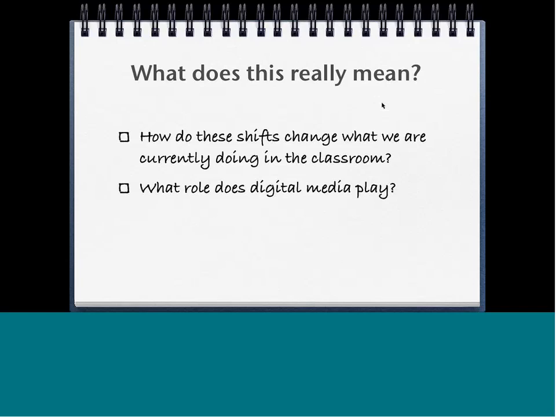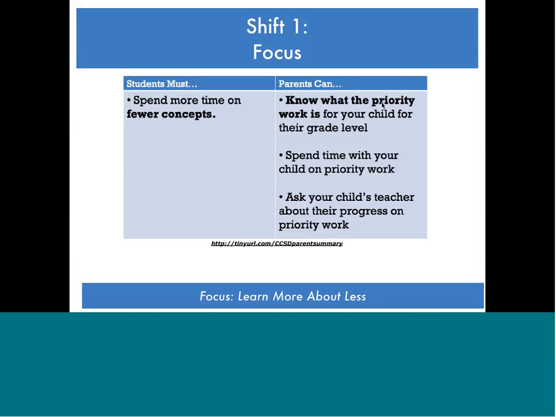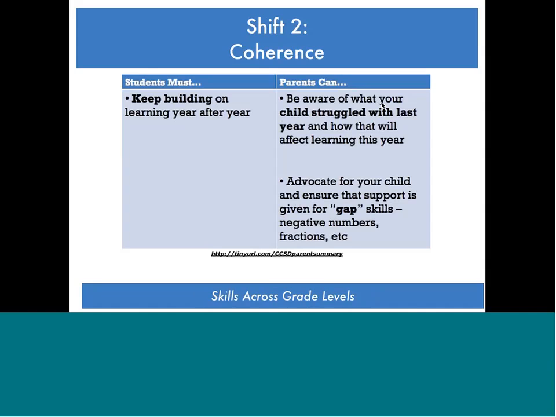I want to quickly go through some of the math ones. I know we're getting short on time here, but there are 6 shifts. They're a little bit different from ELA, and the first one is focus. We talked about this a little bit earlier. The new less, but the new more is less. So really prioritizing what's going on in the classroom. The second one is coherence, which means we're going to build year after year. It's important that we take it in incremental steps and that we understand what's going on in the grade level before and what we need to prepare for them.